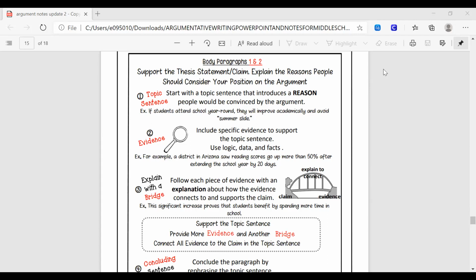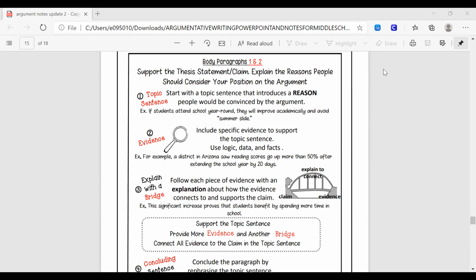Then the next thing you're going to do is give us evidence. So box number 2 is evidence. When you do evidence, this includes specific evidence to support the topic sentence. Use logic, data, and facts. For example, a district in Arizona saw reading scores go up more than 50% after extending the school year by 20 days. So they have gone in and found this example, this evidence, and they've stated it in their paper.